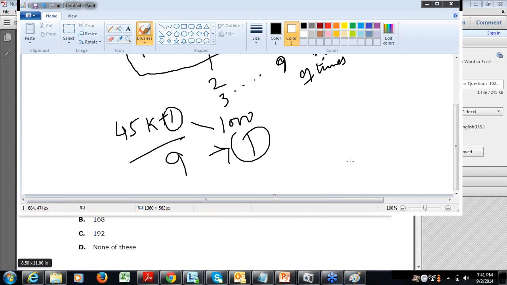Those who are asking about 10, 20, 30, 40, so sum those numbers. It will occur one time each, 1, 2, 3, 4, 5, 6, 7, 8, 9. It will again be of the form 45k. Okay. Everybody got this?